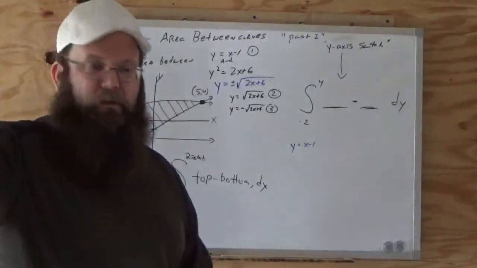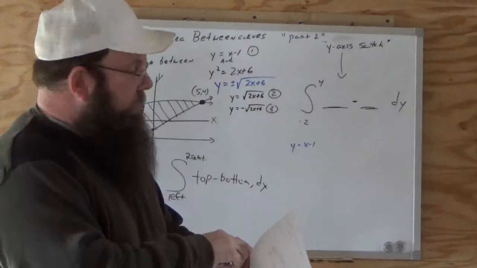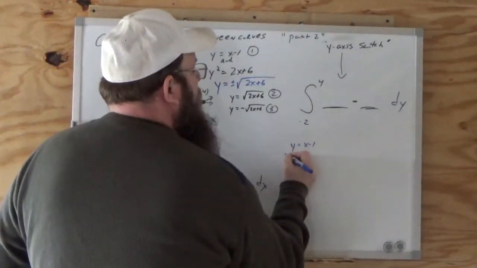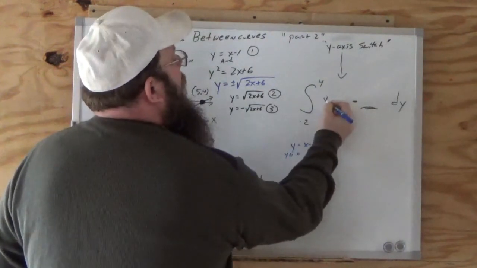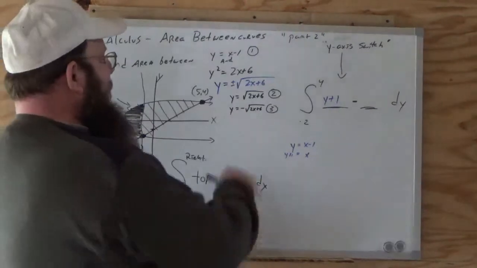Solve it for x. Y equals x minus 1. Solve it for x. x equals y plus 1. Boom. Y plus 1. What about the other one? Hey, we already had it there.